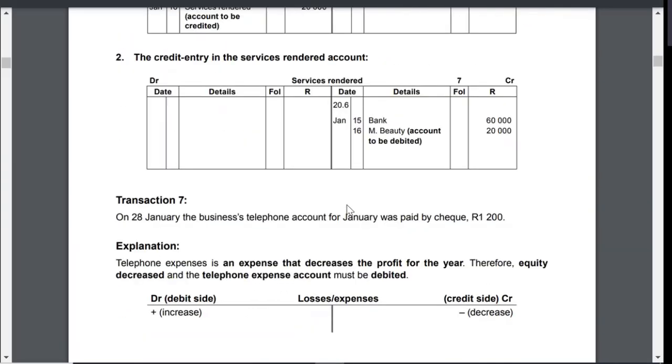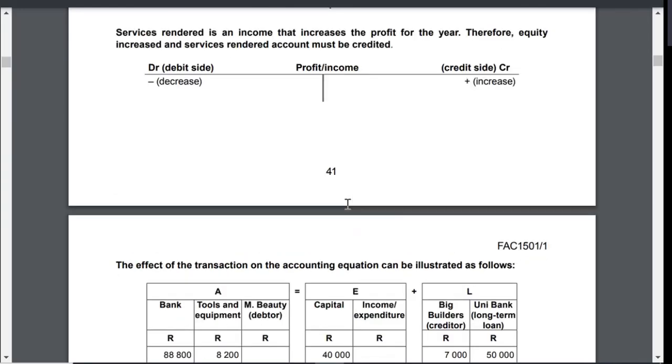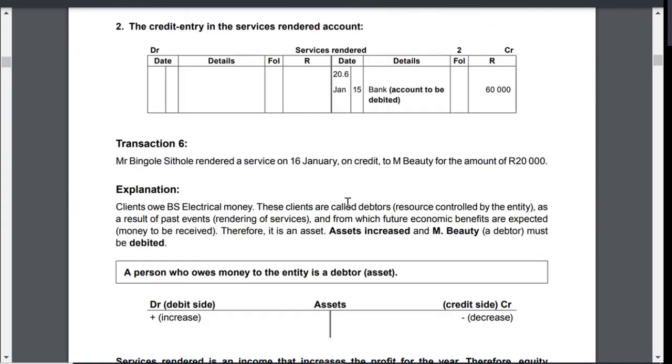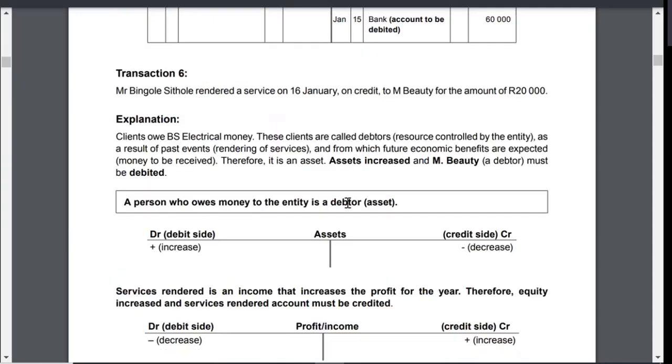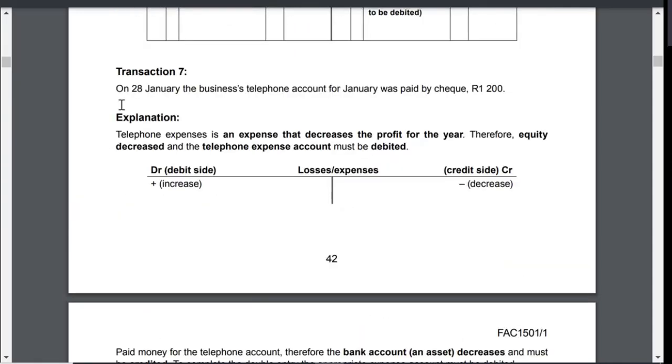Okay, I think that was transaction number 6. Let's do 7. So transaction number 7. On the 28th of January, the business's telephone account for January was paid by check, 1,200.